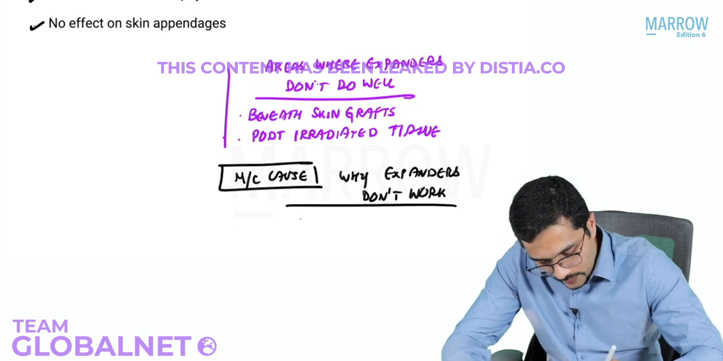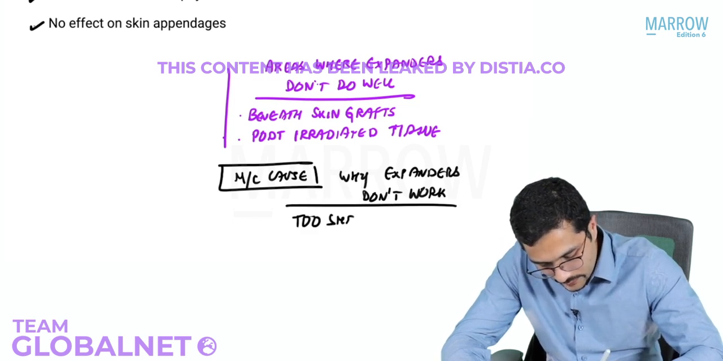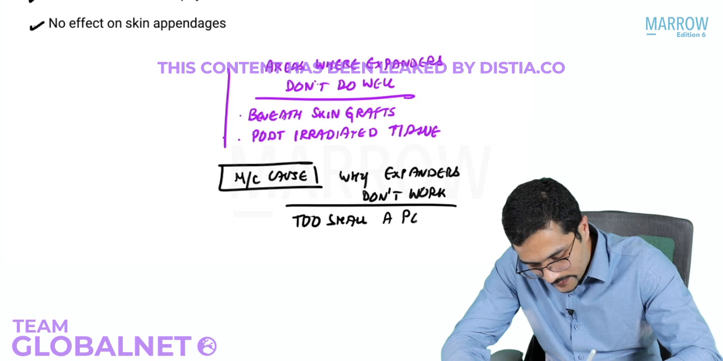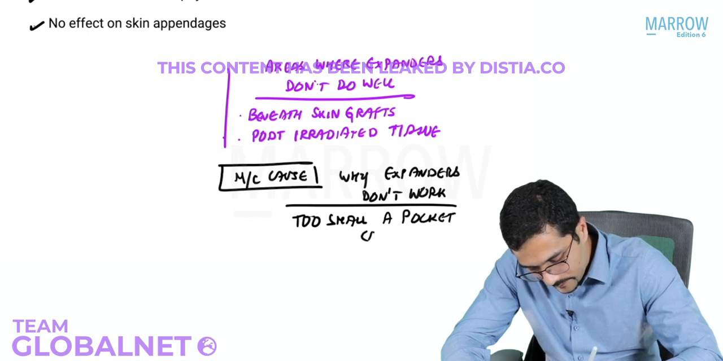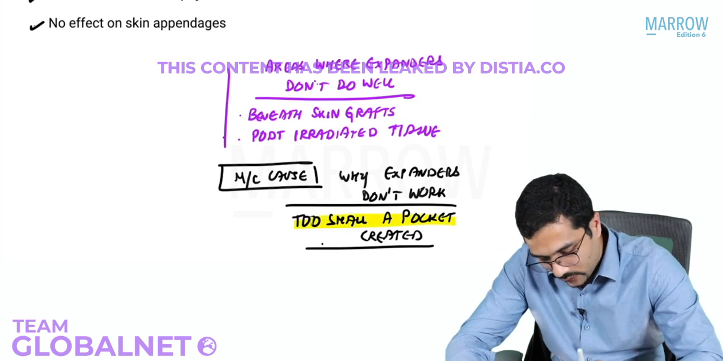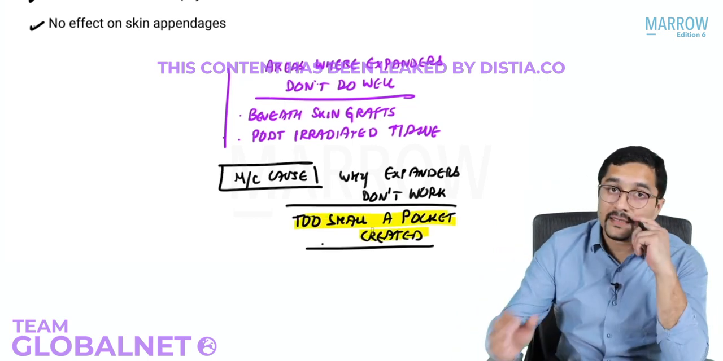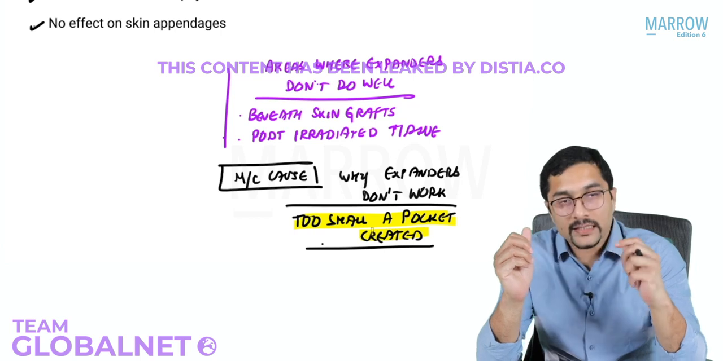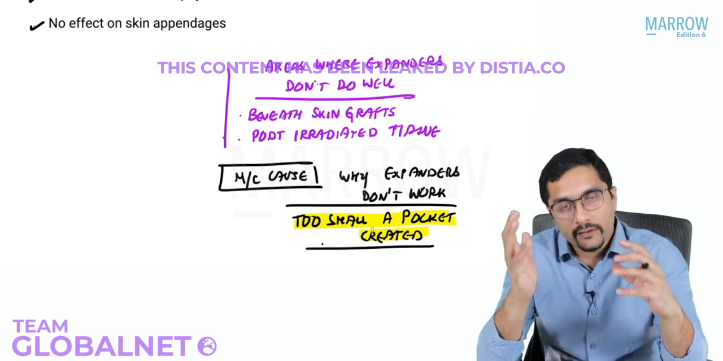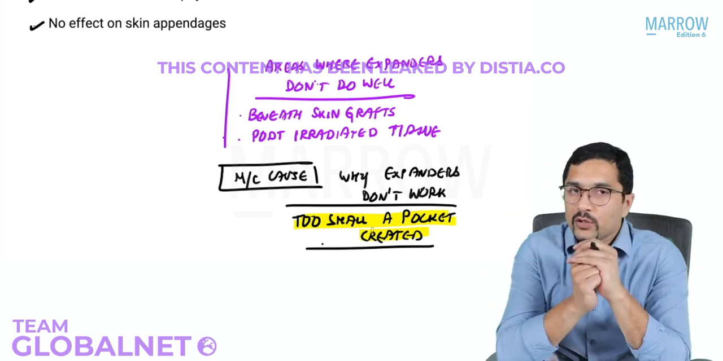is if too small a pocket is created. If too small a pocket is created for the expander, then it will not heal. The skin over it will not heal. That is the most common cause why expanders fail. So that was regarding tissue expanders.